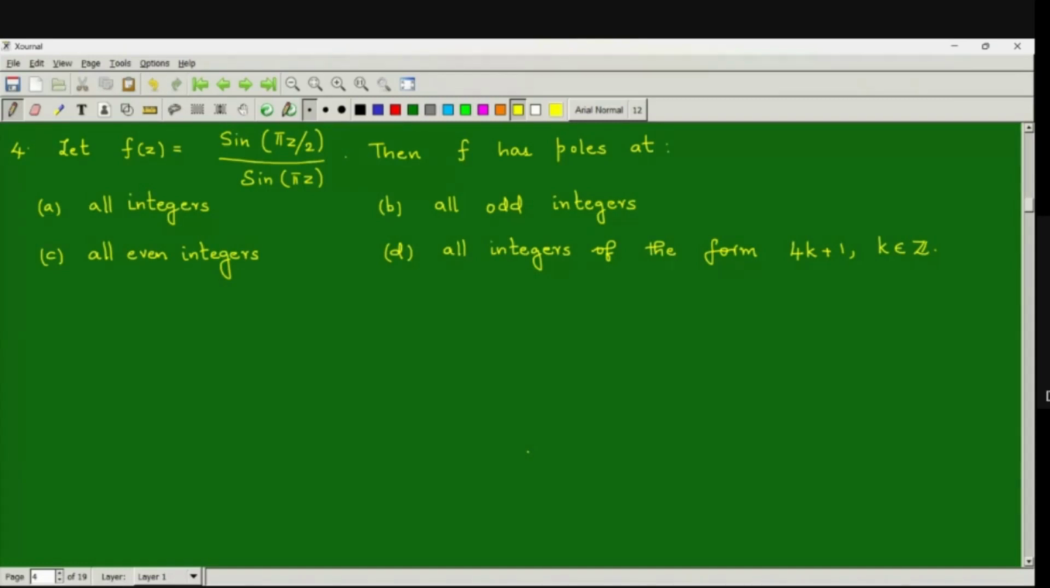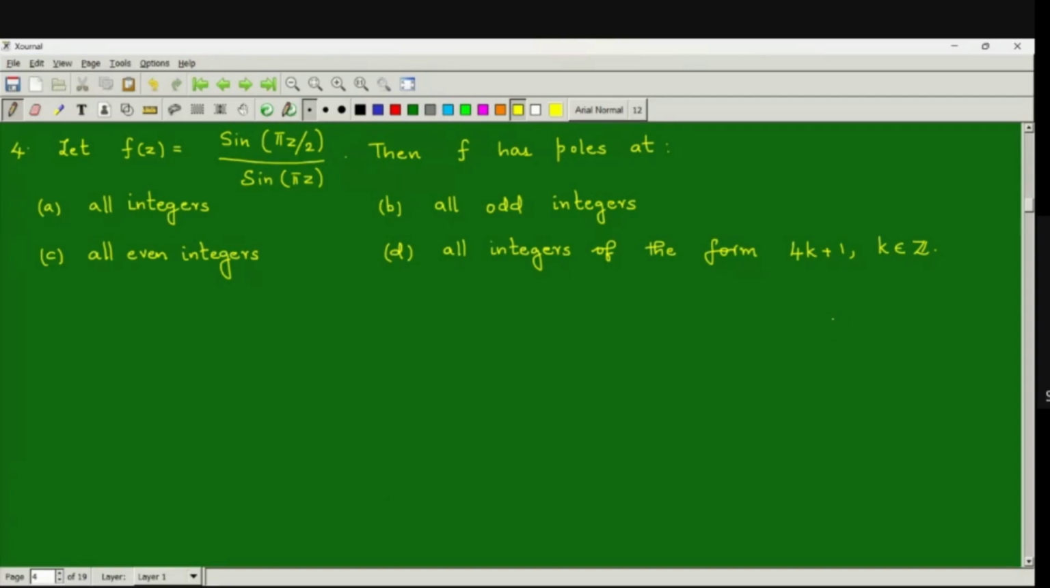It will be a pole when the sine pi z is actually 0, right? We need only to consider whenever sine pi z is 0. But it doesn't say that whenever sine pi z is 0, then it is a pole, because sine(pi z by 2) may also give you 0 and it may lead to a removable singularity. Understood?